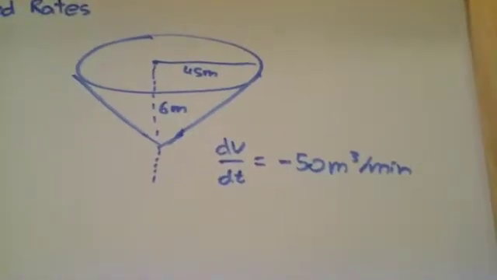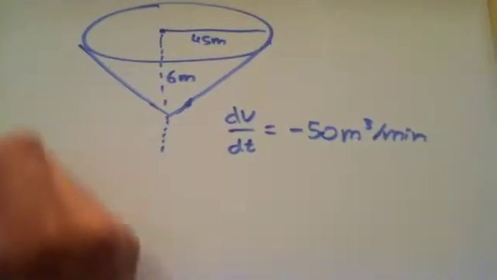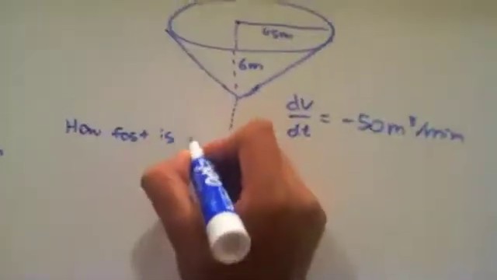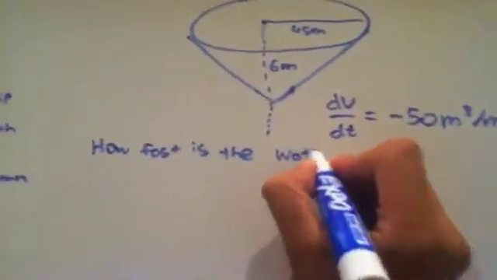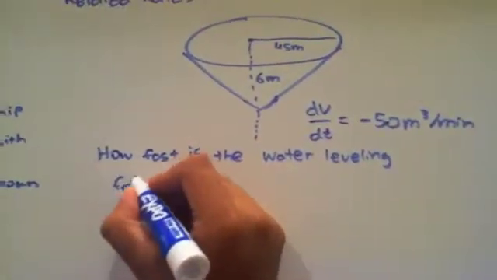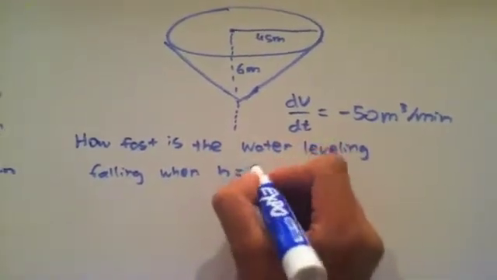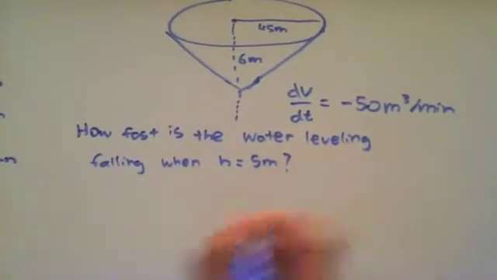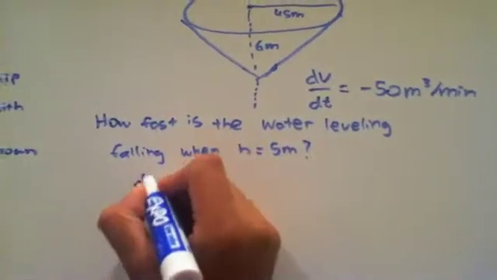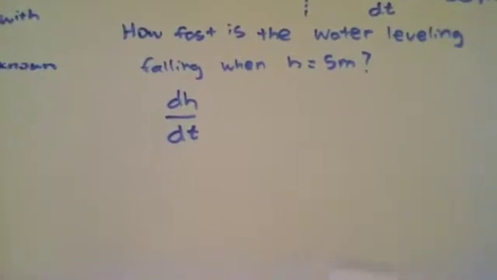The question is, how fast is the water level falling when the height is 5 meters? Let's write that down. The question is basically asking for the change of height with respect to time, so this is dh over dt. How fast is the water level falling?